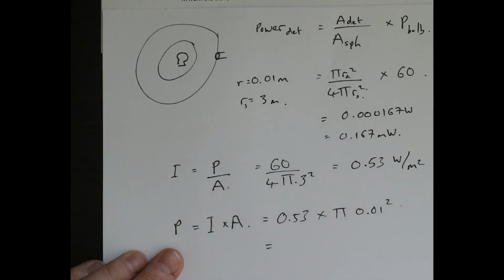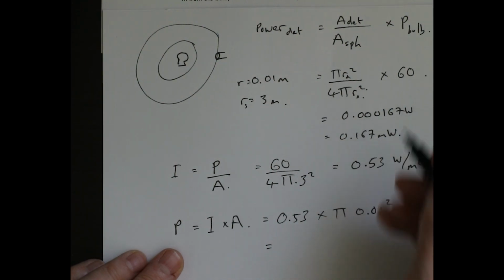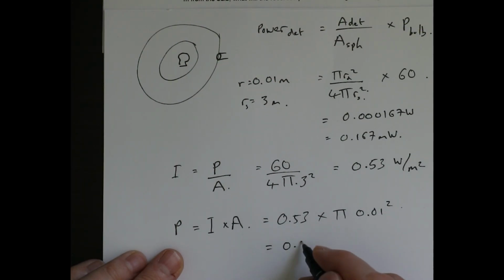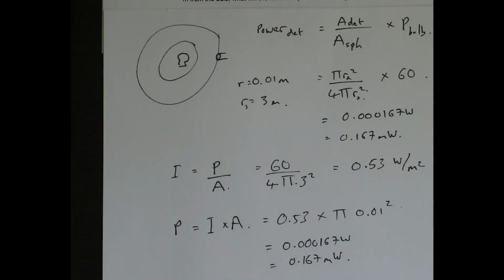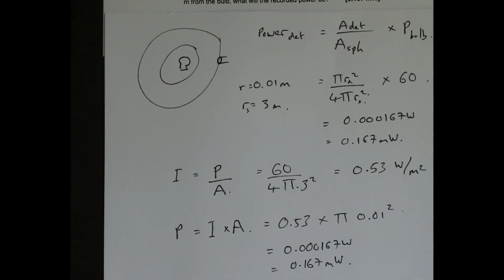In this case, r is 0.01 meters. So that's our equation. And if you calculate that, then we get exactly the same value that we've got up here. It's going to be 0.00167 watts, which is 0.167 milliwatts. Okay, so that's how we solve that question.